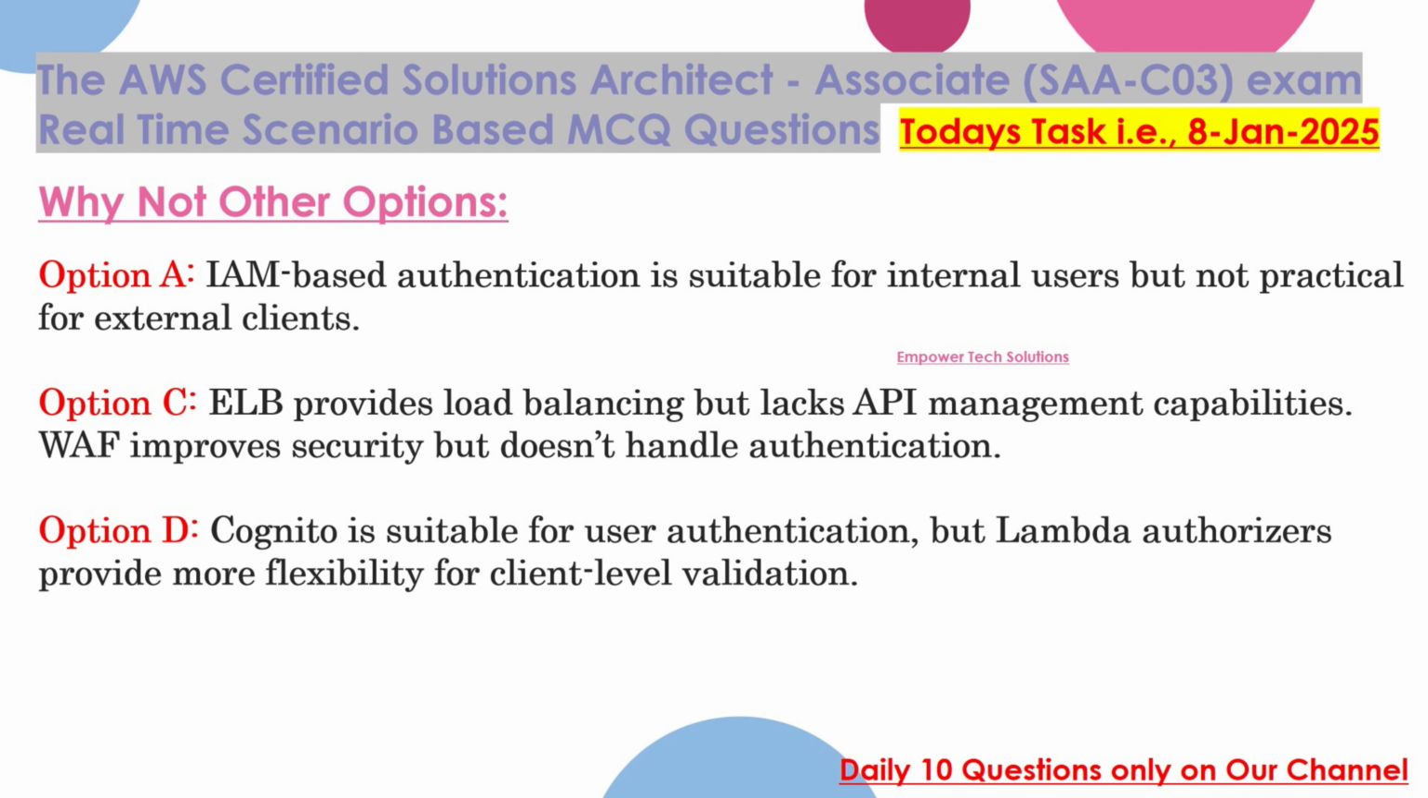Why not other options? Option A. IAM-based authentication is suitable for internal users but not practical for external clients. Option C. ELB provides load balancing but lacks API management capabilities. WAF improves security but doesn't handle authentication. Option D. Cognito is suitable for user authentication, but Lambda authorizers provide more flexibility for client-level validation.